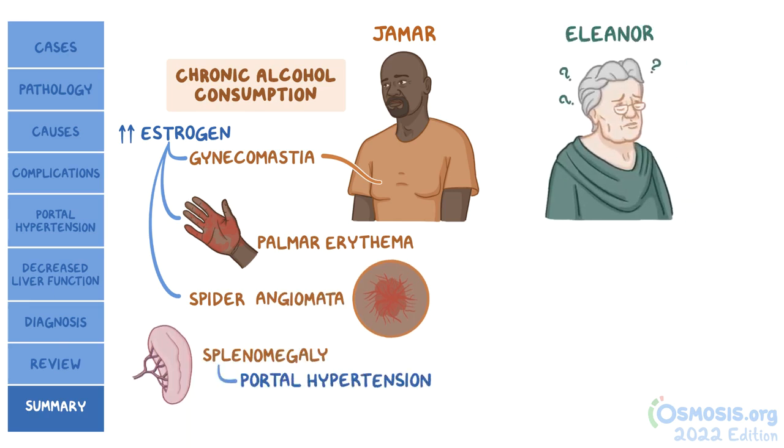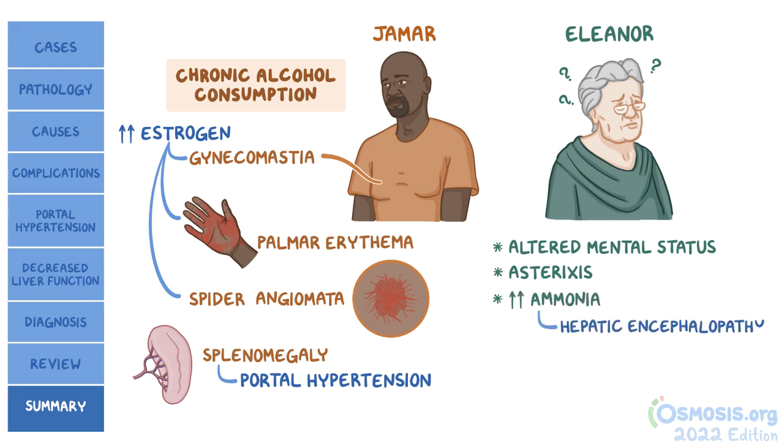Meanwhile, Eleanor came in with altered mental status and asterixis, which, alongside high ammonia levels, should remind us of hepatic encephalopathy. This is a complication of cirrhosis, probably secondary to her chronic hepatitis C infection.